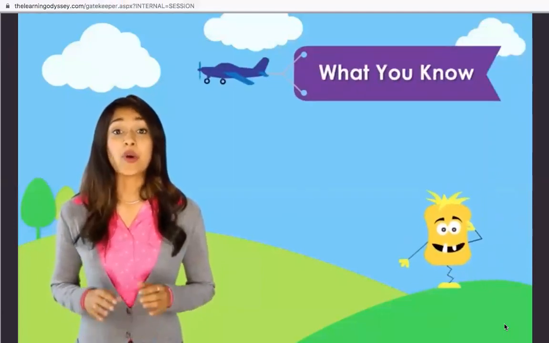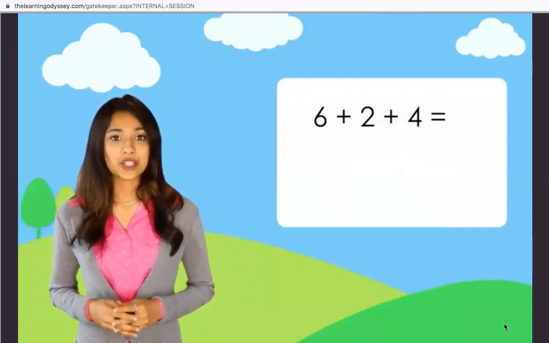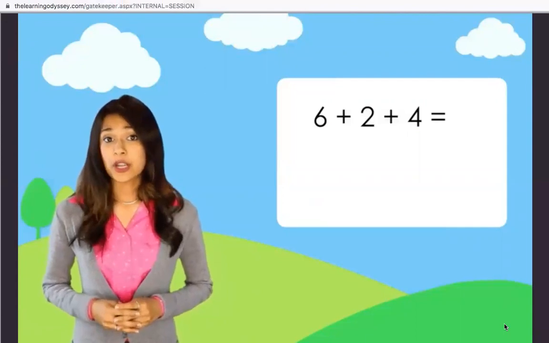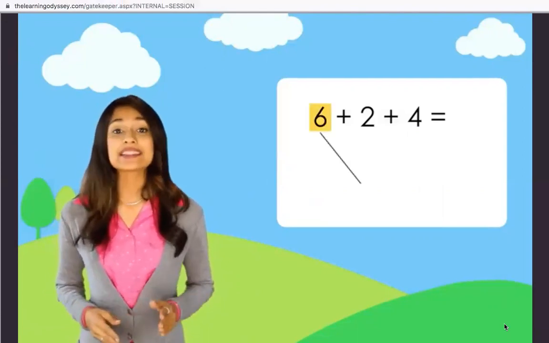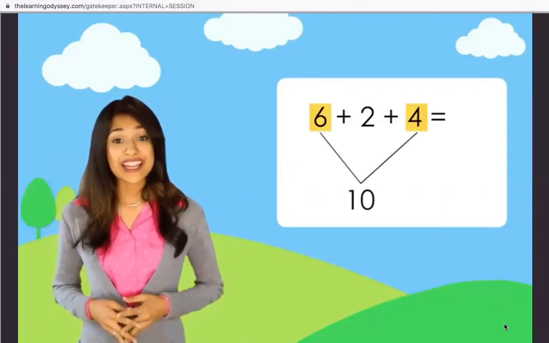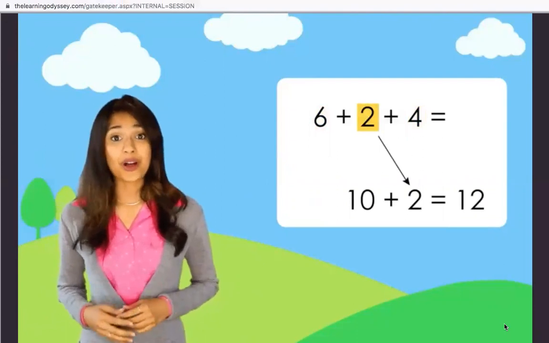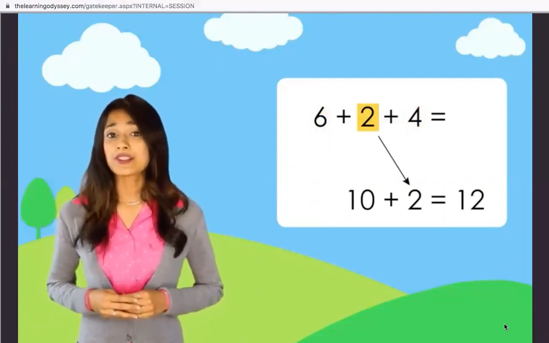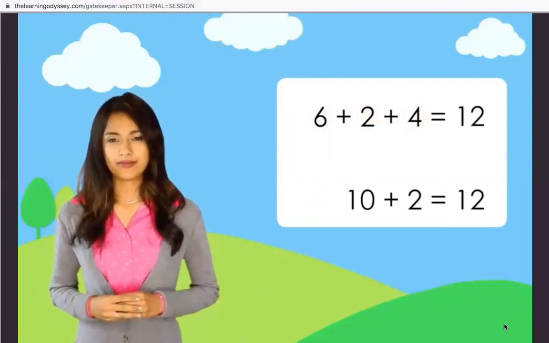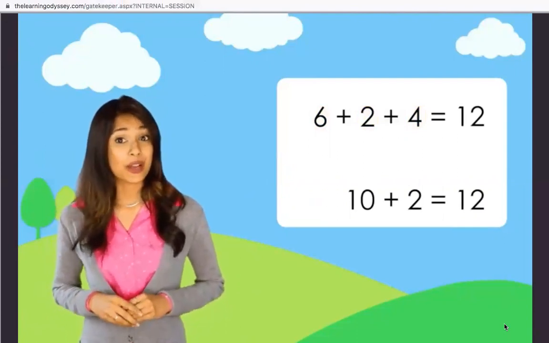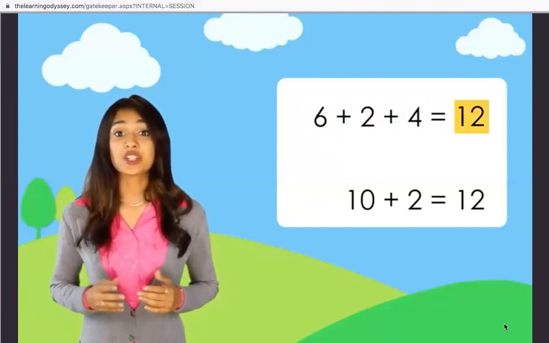First, we'll talk about what you already know. You know you can add in any order. Let's add 6 plus 2 plus 4. Look for the numbers that are easier to add, such as numbers that make 10. We can start by adding 6 and 4. 6 plus 4 equals 10. Now we can add the 2. 10 plus 2 equals 12. So 6 plus 2 plus 4 equals 12. What did you notice about changing the order of the numbers? You might have noticed that changing the order of the numbers doesn't change the sum. Remember, the sum is the answer to an addition problem.